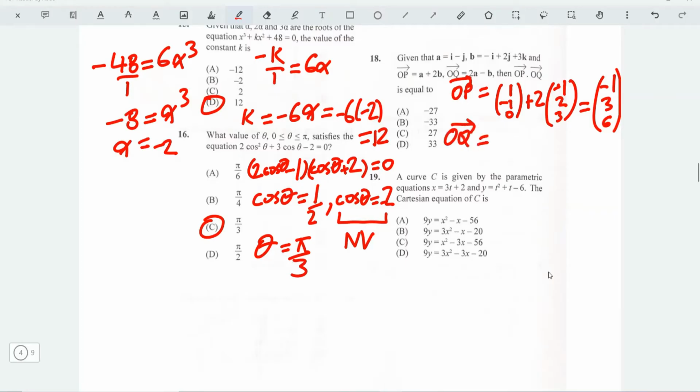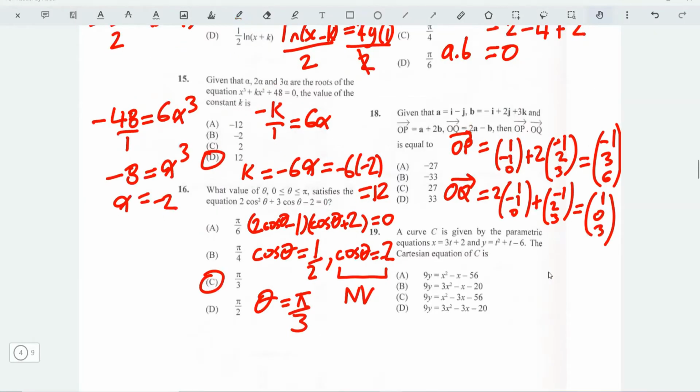Now we need to work out OQ. OQ is 2A minus B now. So 2 of A, 1, minus 1, 0, plus what is vector B? Minus 1, 2, 3. 2 times 1 is 2. 2 plus negative 1 is 1. Minus 2 plus 2 is 0. 2 times 0 is 0. 0 plus 3 is 3. So now we can work out the dot product. Let's just do the dot product right here.